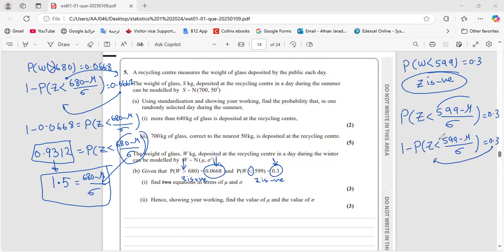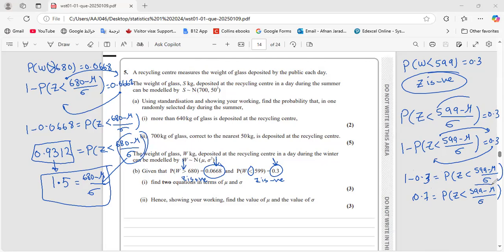Take 0.3 to the side, take this one to the side, it will be 1 minus 0.3, I'm sorry, which equals 0.7, which equals the probability of Z less than (599 minus mu) over sigma. Okay?